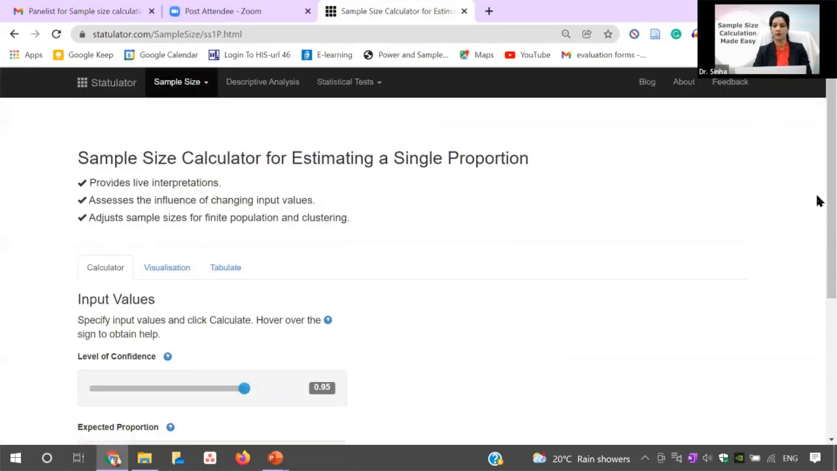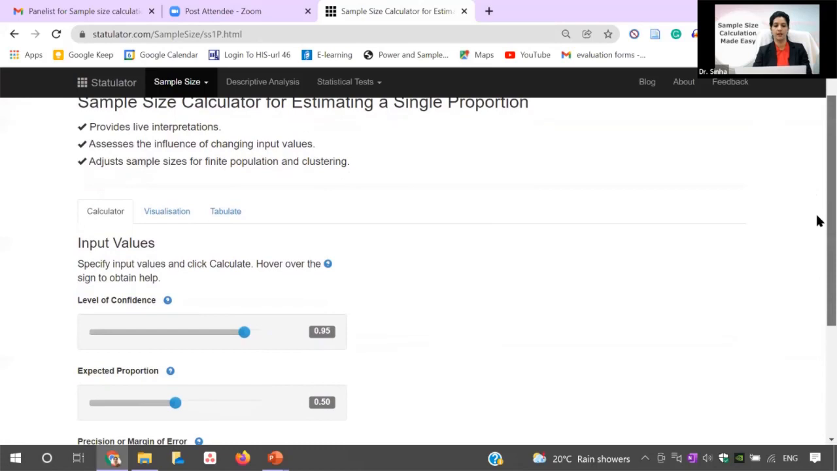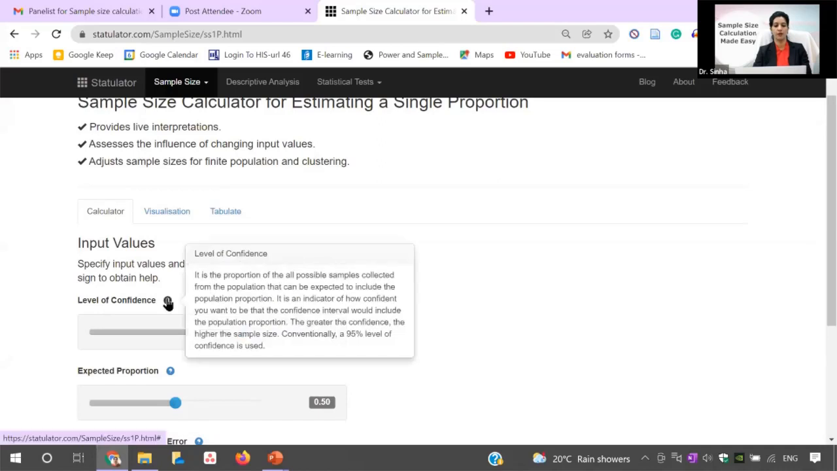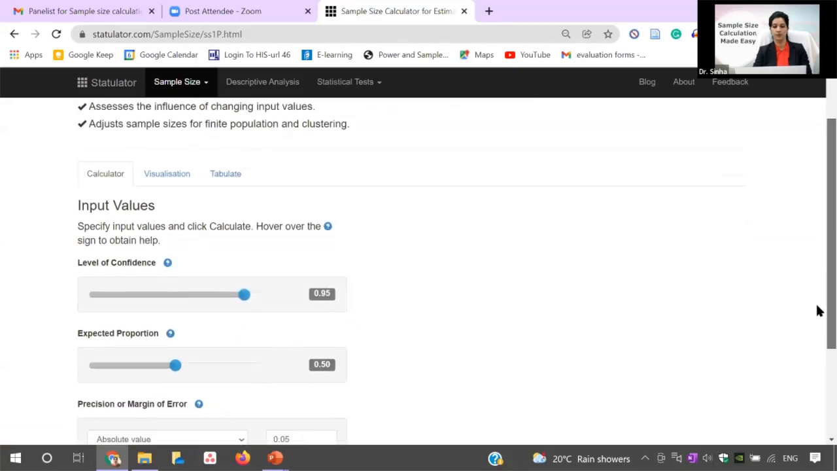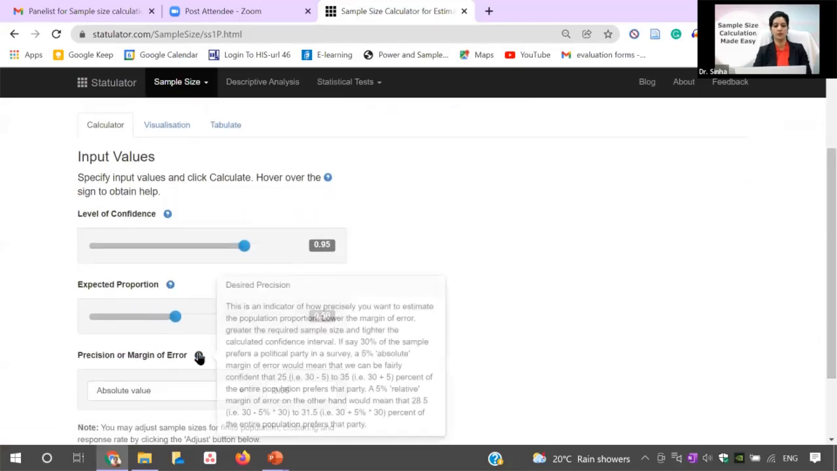So now you can see input value. So this interface is like this. Right now we are on the calculator. So this level of confidence, if you keep your finger on this, it will also show what is meant by the level of confidence, then this expected proportion, and then if you scroll down, you can see the margin of error.